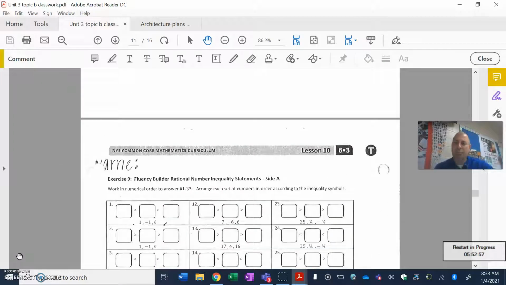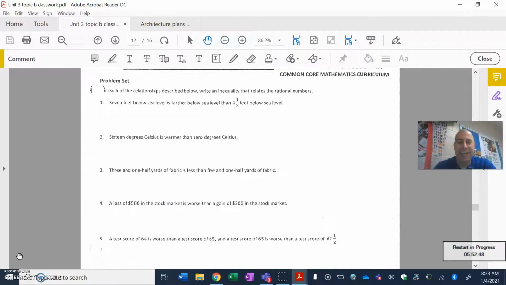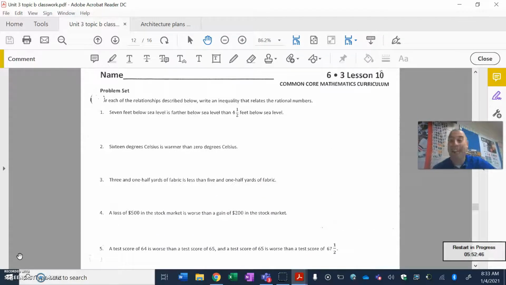Okay, so here we go. So this does say lesson number 10 here, but we are skipping this page right now. So we are skipping it. So not what we are doing today. Here's our lesson number 10 that we're working on today.